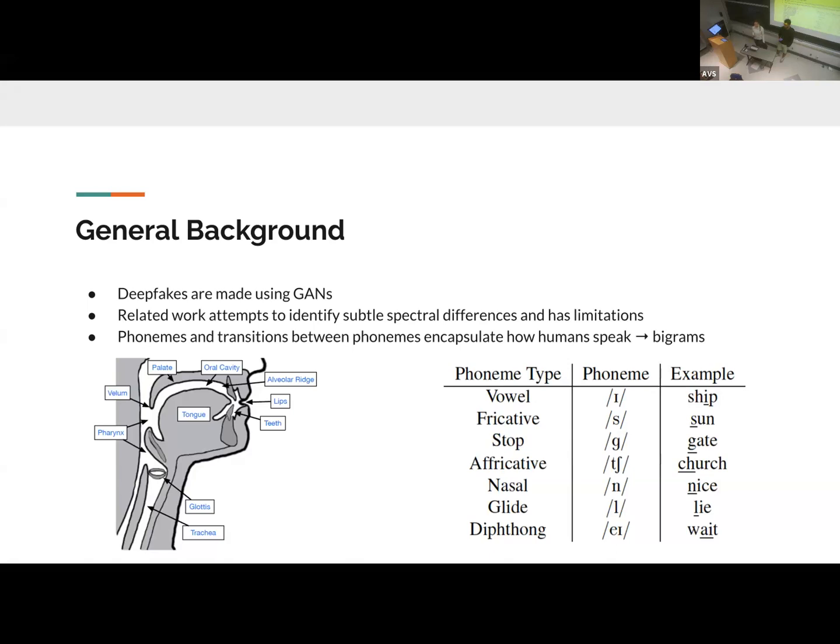There are different types of phonemes, as you can see in the lower right-hand image. Each is dependent on the positioning of the vocal tract components and the way that air moves through them. Both phonemes and the transitions between phonemes encapsulate how we speak. And so the paper chose to break speech down into pairs of phonemes called bigrams.